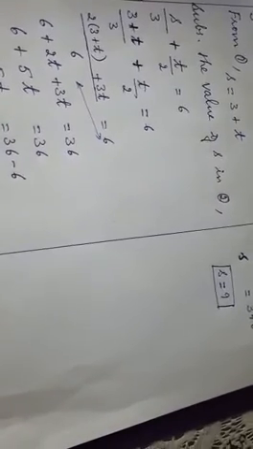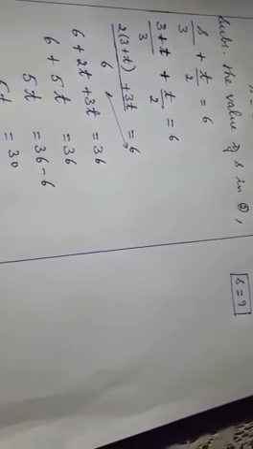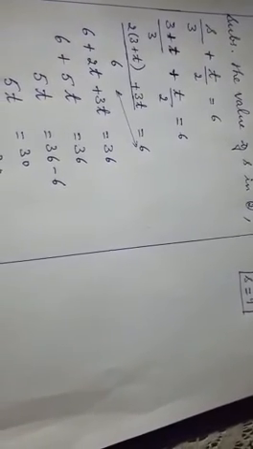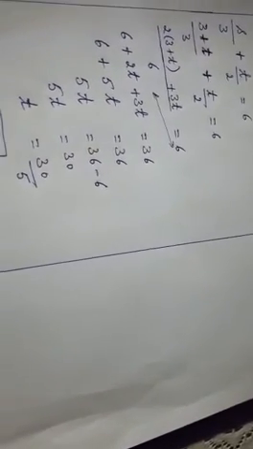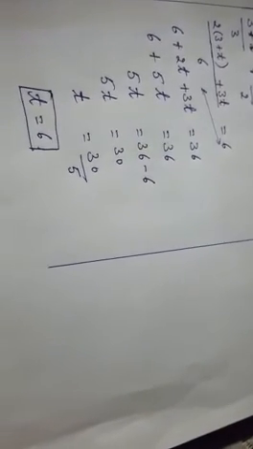Now open the brackets. 2 3s are 6. 2 into t is 2t plus 3t is equal to, now the denominator 6 goes to the other side, 6 into 6 is 36. Now 2t plus 3t is equal to 5t. So 6 plus 5t is equal to 36. 5t is equal to 36 minus 6. 5t is equal to 30. t is equal to 30 by 5. t is equal to 6.